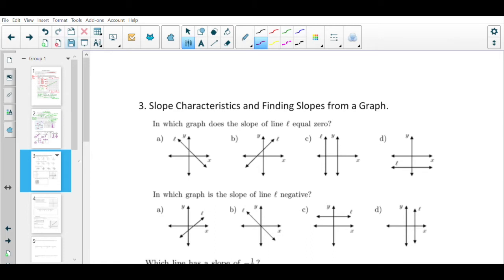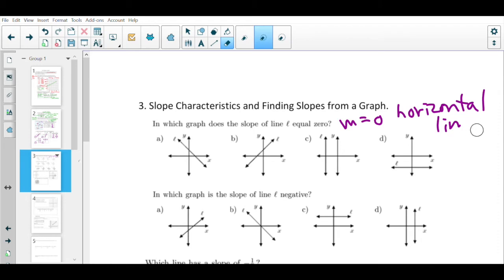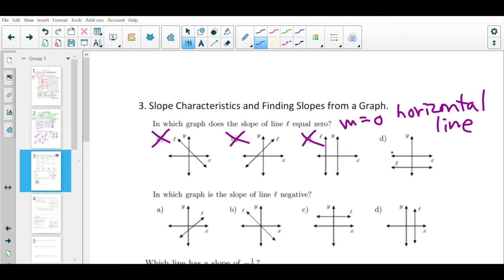Moving on. Slope characteristics and finding slopes from a graph. In which graph does the slope of line L equal 0? Well, when m equals 0, we know that it is a horizontal line. So let's look for a horizontal line. Not that one. Not that one. That's a vertical line. There we go. There's our horizontal line right there. So your answer is D.